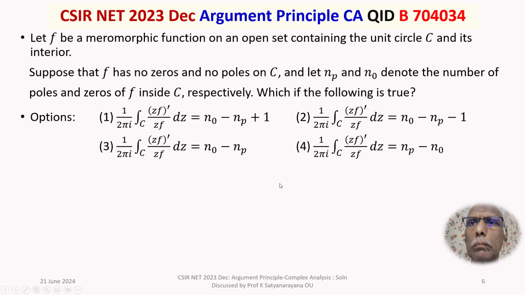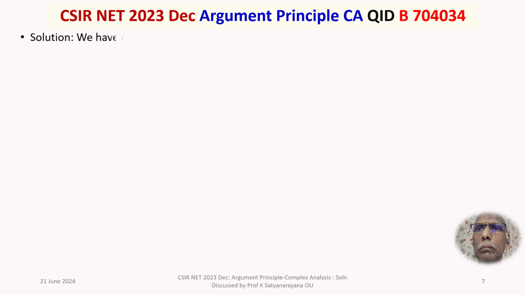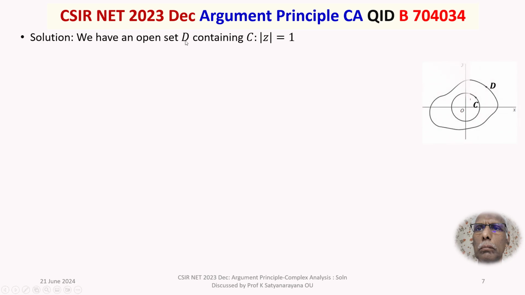Right. Now, let's discuss the solution of the problem in detail. We have an open disk D containing the unit circle C, mod z is equal to 1.